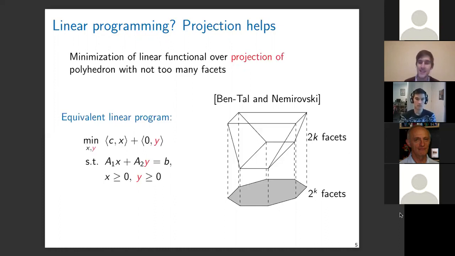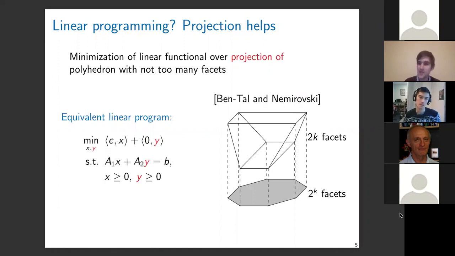Just to give one example to show you that this is really non-trivial, it turns out that if you take, again, a very simple convex set in the plane, the regular 2 to the k gon, it has 2 to the k facets. It turns out, and again, this is far from obvious, that there is a polyhedron or polytope in a higher dimensional space that has only 2k facets that projects onto that regular 2 to the k gon.